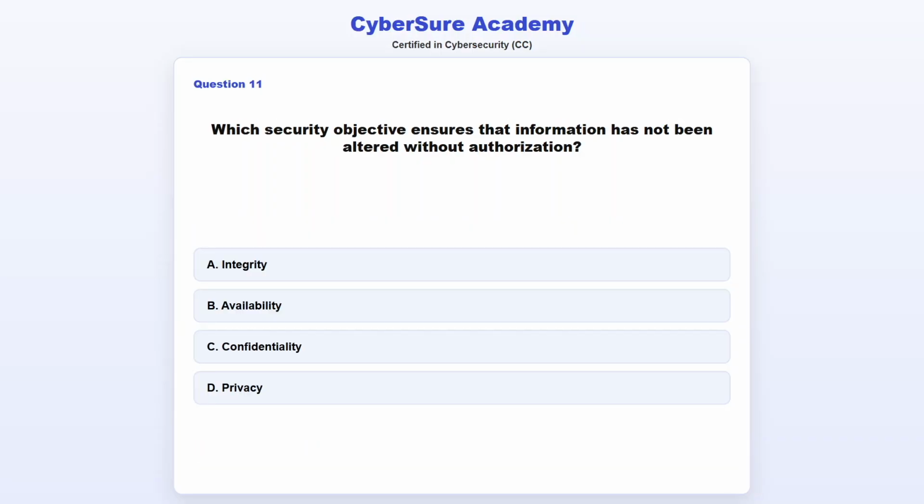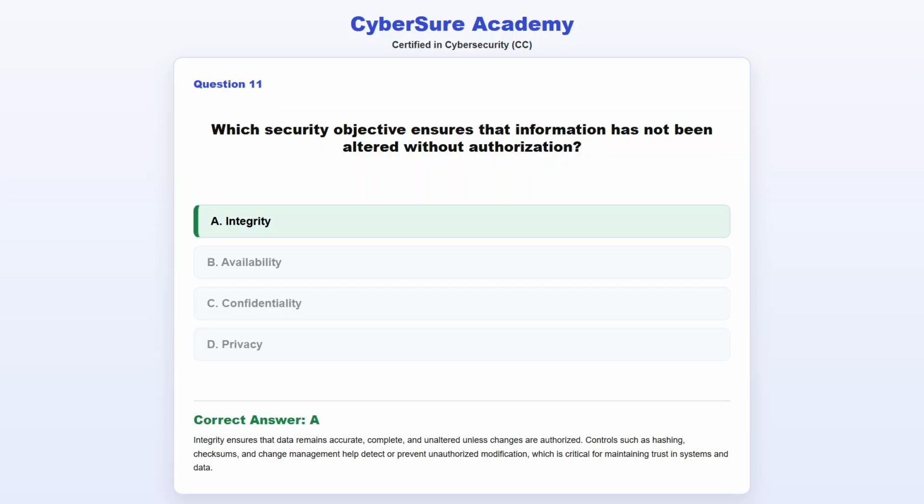Question 11. Which security objective ensures that information has not been altered without authorization? A. Integrity. B. Availability. C. Confidentiality. D. Privacy. The correct answer is A. Integrity. Integrity ensures that data remains accurate, complete, and unaltered unless changes are authorized. Controls such as hashing, checksums, and change management help detect or prevent unauthorized modification, which is critical for maintaining trust in systems and data.